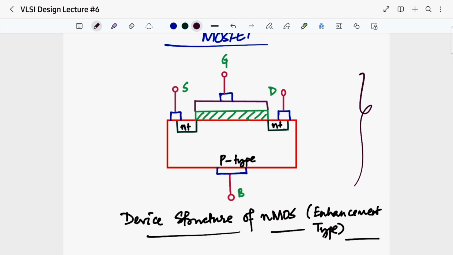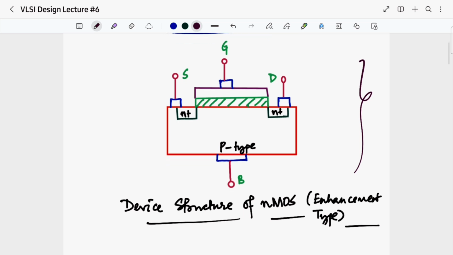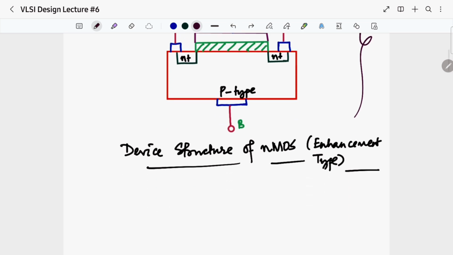All right, now when you look at this device structure of an nMOS of enhancement type, what we see is that the substrate is P type and there are two N plus pockets in the semiconductor slab, right? This is our oxide, this is our metal. So that's the first thing that we can notice, that we have a substrate of P type and two N plus pockets at the surface of the semiconductor, isn't it?